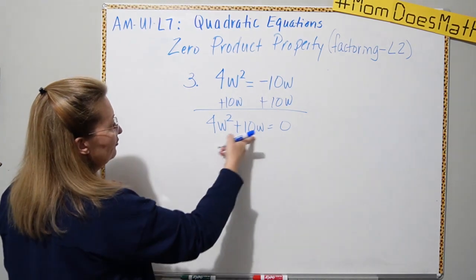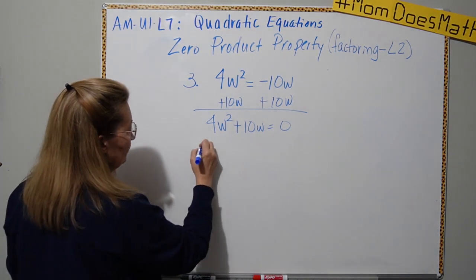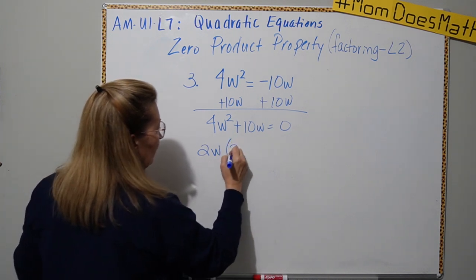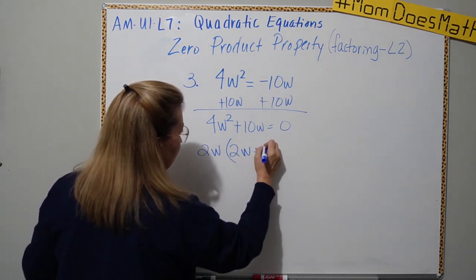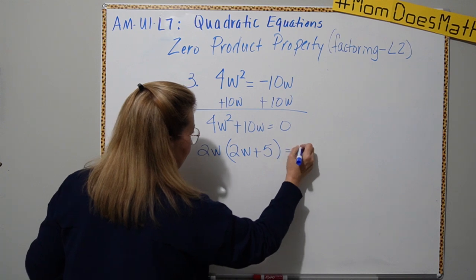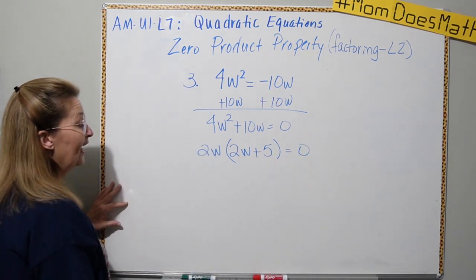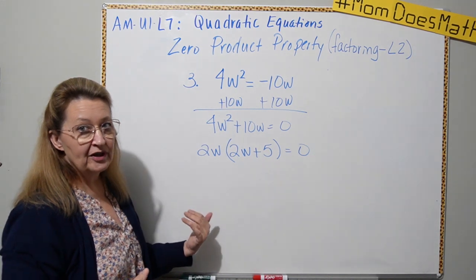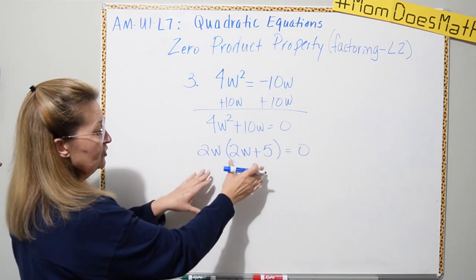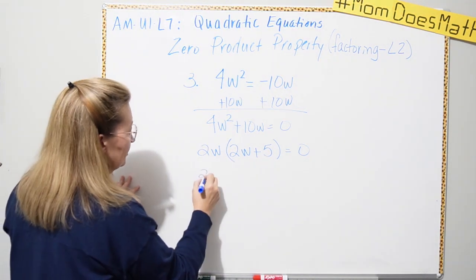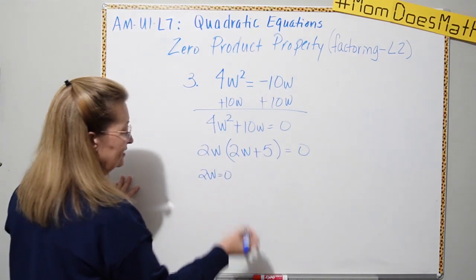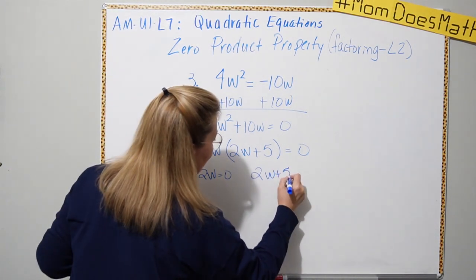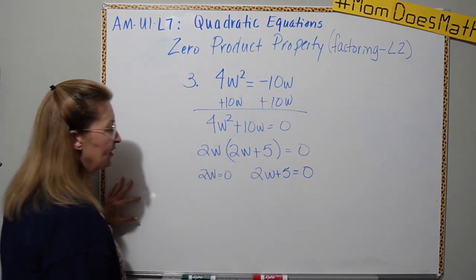What's the greatest common factor between these two first off? Well, 2w will go into both of those, and that will leave me 2w plus 5 is equal to 0. Now, neither one of these has any more exponents, so there's no more factoring to be done. These are my two factors. So I'm going to take 2w and set that equal to 0, and I'm going to take 2w plus 5 and set that equal to 0.